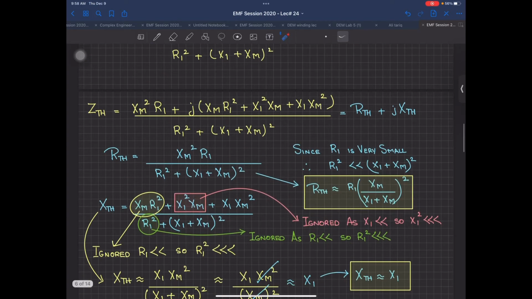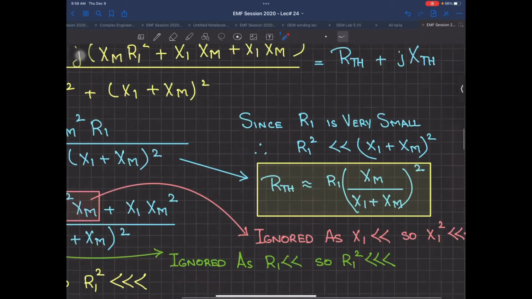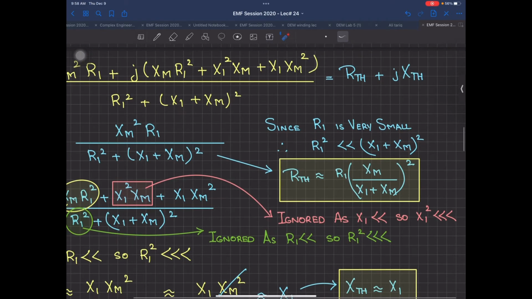For this purpose, R Thevenin is xm square r1 divided by r1 square plus x1 plus xm. Now, see very carefully over here what I have done. R1 square, again a very small quantity, is ignored. So r1 square is very, very small as compared to x1 plus xm square. So what I have done, xm divided by x1 plus xm square into r1. So only one approximation applied. My R Thevenin is now just equal to r1 multiplied by xm divided by x1 plus xm over here.